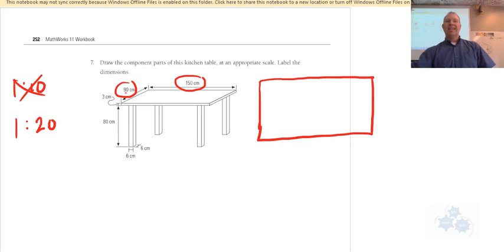So what would 90 divided by 20 be? And what would 150 divided by 20 be? 90 divided by 20 is 4.5. So would that be reasonable to draw on your paper there? And then this one would be what? 7.5 centimeters. Does that look good? Would you be able to fit that on your paper? Yeah. Okay, test that out. If that's still too big, you're going to have to go a number up a little bit higher, like maybe 25. But just check that out.